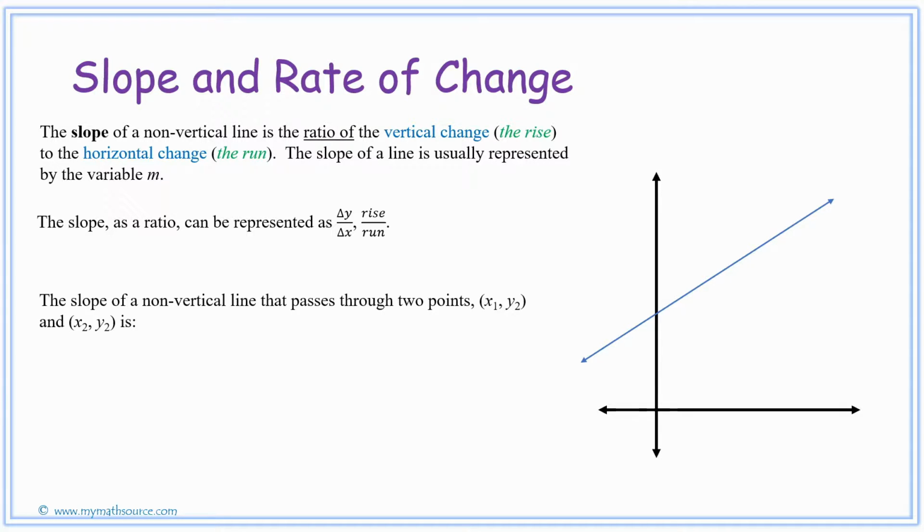There are different ways that you can remember what the slope is. Now, how it works is the slope of any non-vertical line, make sure it's non-vertical, that passes through two points, and we have the two points as x1 and y1, and then the other coordinate point, x2 and y2, the slope is going to be as follows.